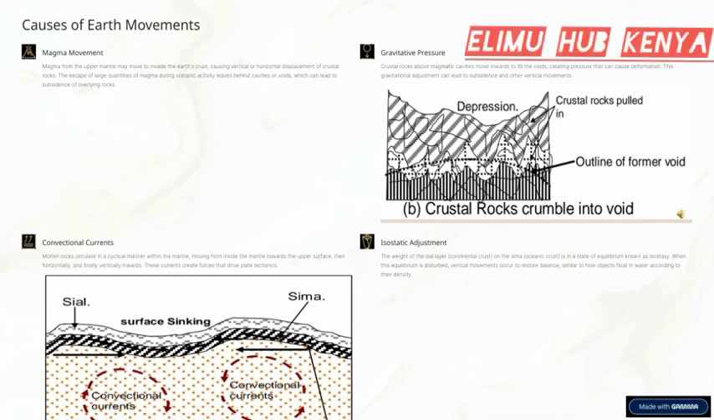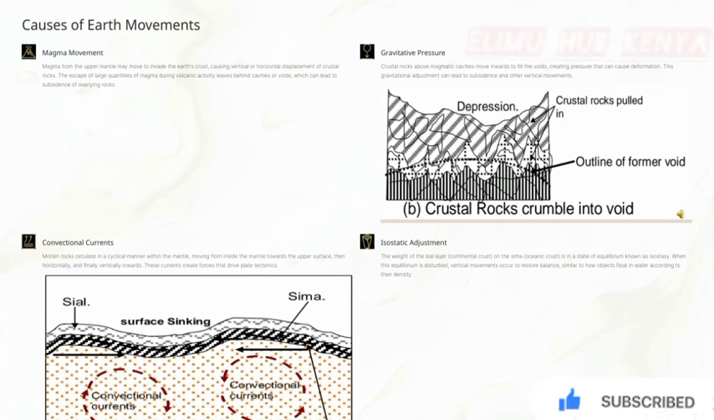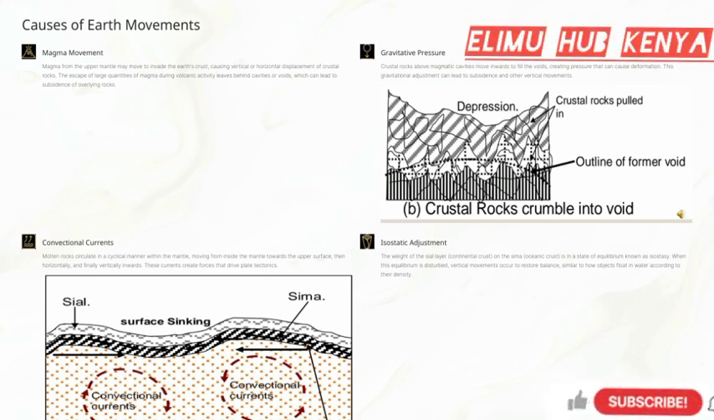All these mechanisms work together to continuously reshape the Earth's surface. The way different types of crustal rocks respond to these forces ultimately determines the specific landforms we see in various regions. Understanding these processes helps us grasp the dynamic nature of our planet.